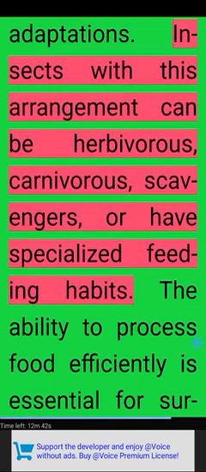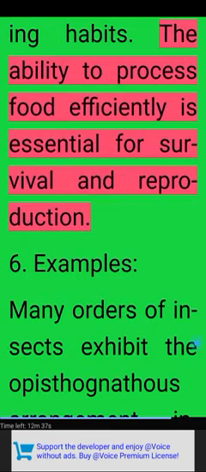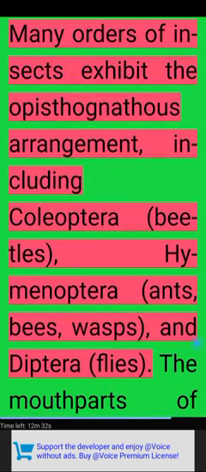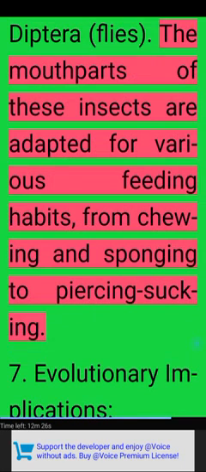Insects with this arrangement can be herbivorous, carnivorous, scavengers, or have specialized feeding habits. The ability to process food efficiently is essential for survival and reproduction. 6. Examples. Many orders of insects exhibit the opistognathous arrangement, including Coleoptera (beetles), Hymenoptera (ants, bees, wasps), and Diptera (flies). The mouthparts of these insects are adapted for various feeding habits, from chewing and sponging to piercing-sucking.